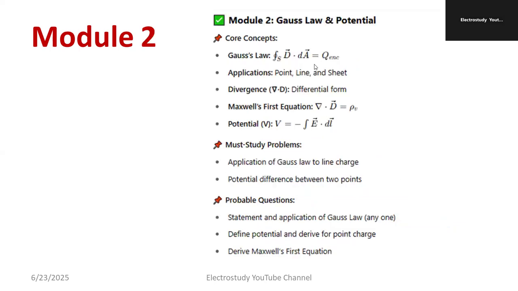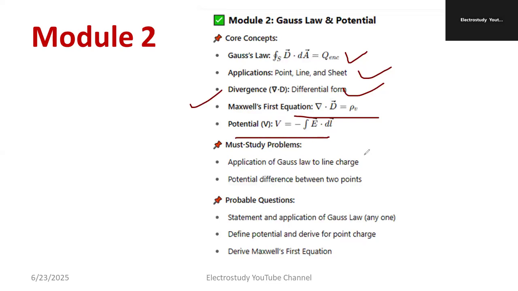Coming to module 2, you have to mainly focus on Gauss law and potential. The main concepts, based upon the previous year question papers, are these: you have to go through Gauss law. What is Gauss law? The statement also you have to remember. Then applications of Gauss law are very important: point, line, and sheet. Then the Gauss divergence theorem in the differential form. You also have to go through the Maxwell equations and their statements. Then potential, the equation for the potential.